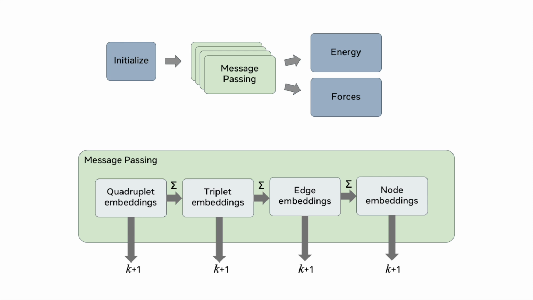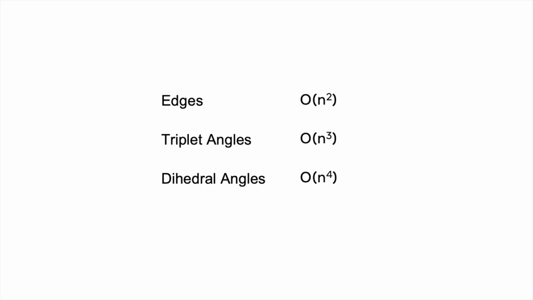So one thing just to draw attention to is if we have edge embeddings, which are based upon distances, that is going to be order n squared. If we look at every triplet of atoms, and we look at the angles associated with those triplets, that's going to be order n cubed. And if we look at dihedral angles, that's going to be order n to the fourth. So these methods can be quite expensive.